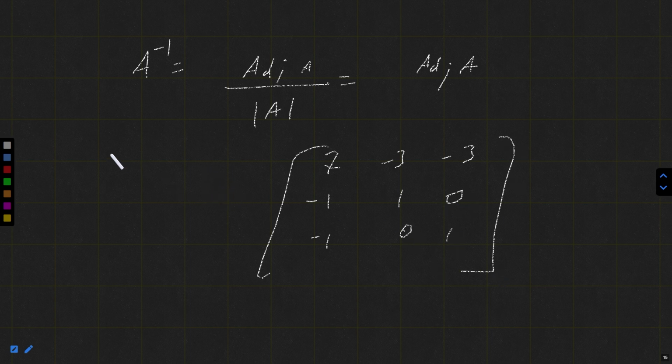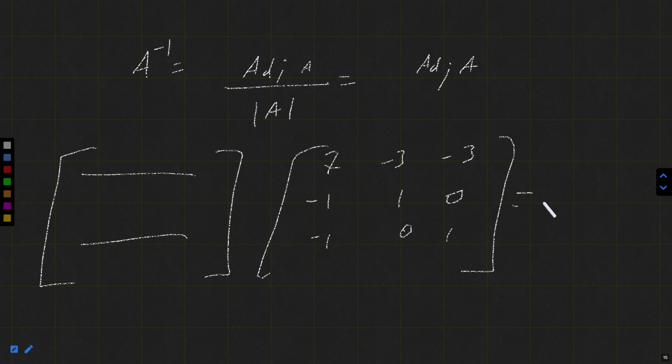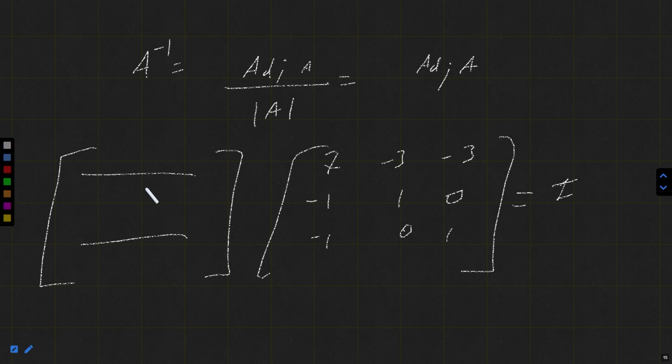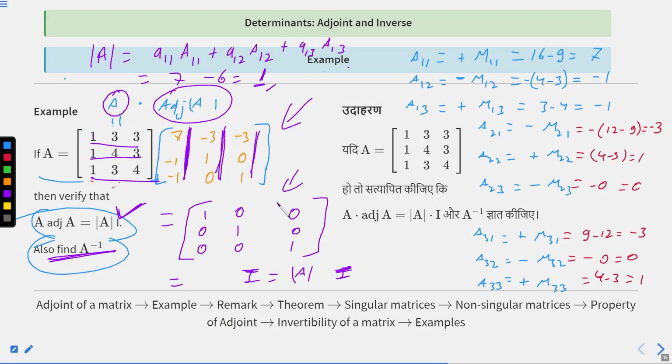Let us verify that it is A inverse or not. How are you going to verify? Simple. Just multiply with A. Here you must get identity matrix. So as you just saw, when we multiplied A and adjoint A, this is your A, this is your adjoint of A. You multiply A adjoint A, you got your identity matrix. So we also verified everything, and indeed we are getting the correct inverse.